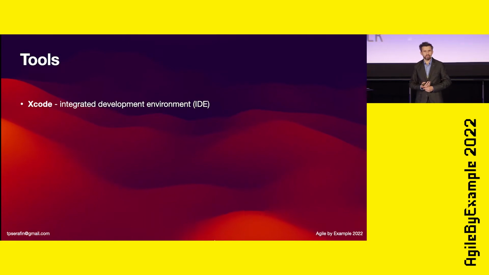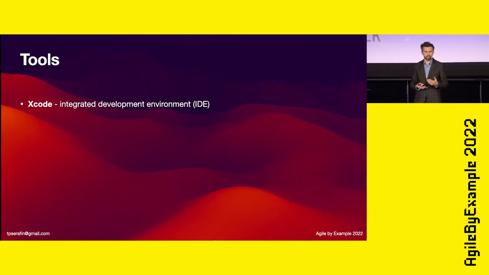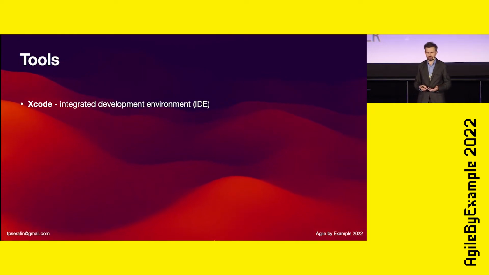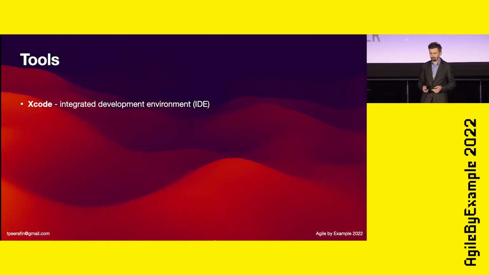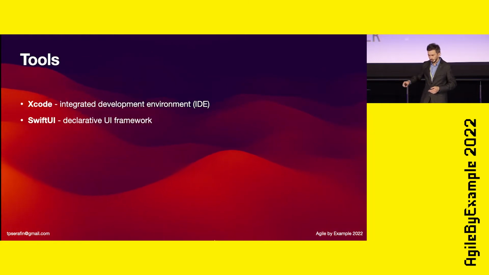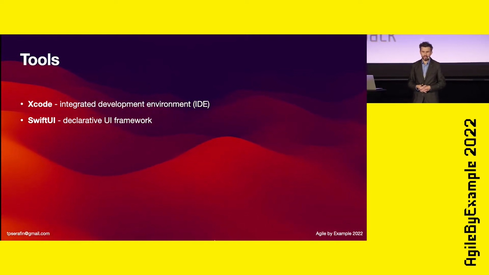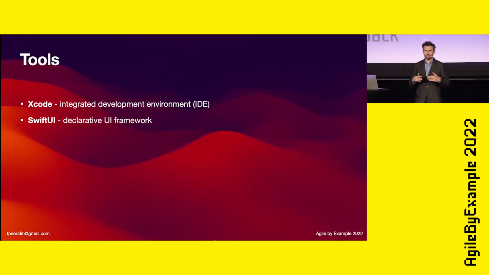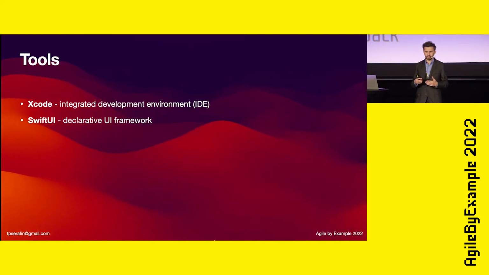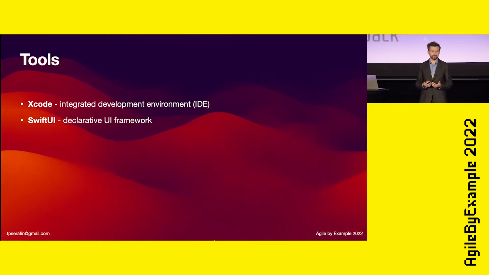Xcode. Xcode is an application in which I write the code, build it, test it, run it, see the previews. So it's everything in here. SwiftUI is a framework made by Apple. It's declarative, so I just declare how the user interface should look like, and the rest is done by this framework. It's also responsible for updating the UI after some data changes.